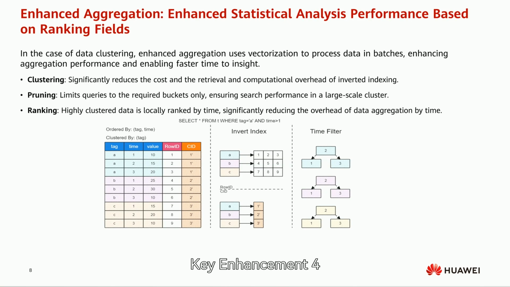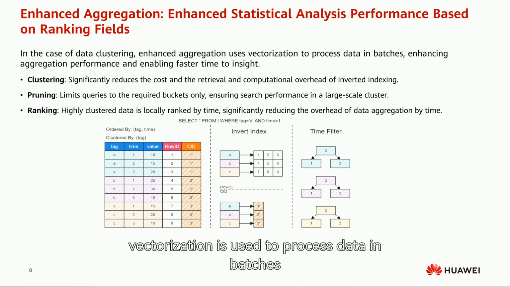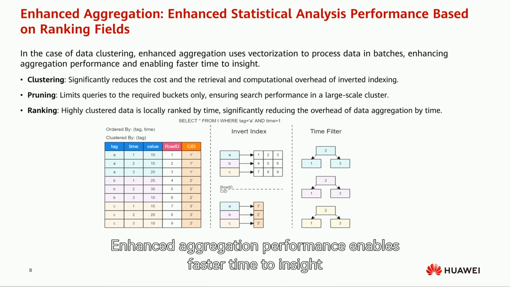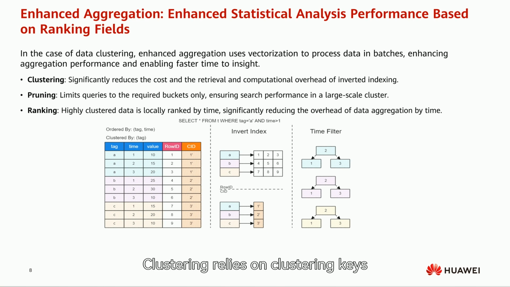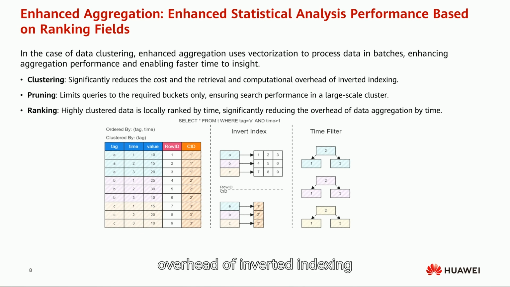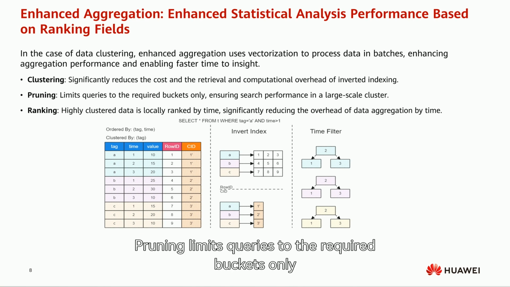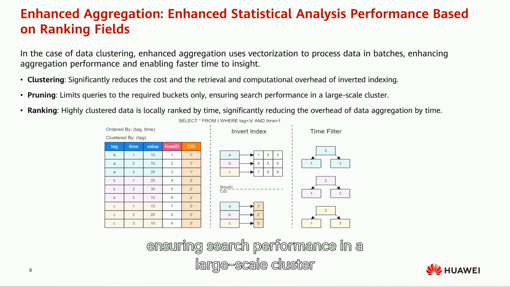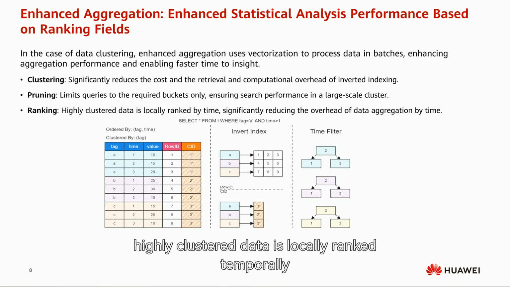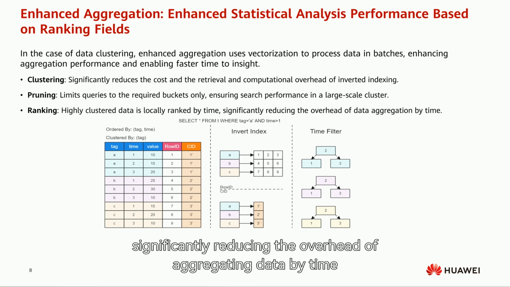Key Enhancement 4. Enhanced aggregation. In the case of data clustering, vectorization is used to process data in batches, enabling faster statistical analysis based on ranking fields. Enhanced aggregation performance enables faster time to insight. Clustering relies on clustering keys, which are part of the ranking keys. Data clustering significantly reduces the cost and the retrieval and computational overhead of inverted indexing. Pruning limits queries to the required buckets only, ensuring search performance in a large-scale cluster. With ranking, highly clustered data is locally ranked temporally, significantly reducing the overhead of aggregating data by time.